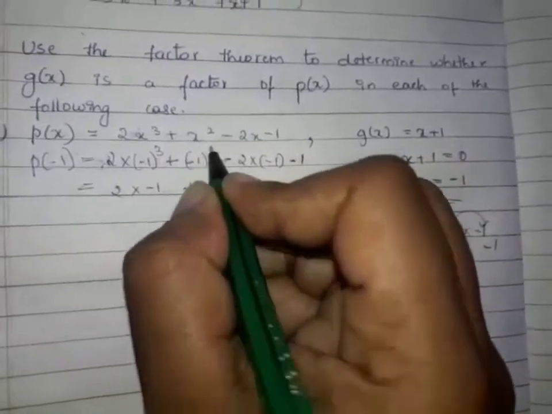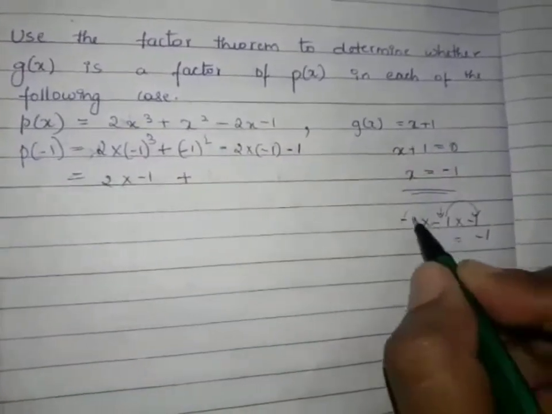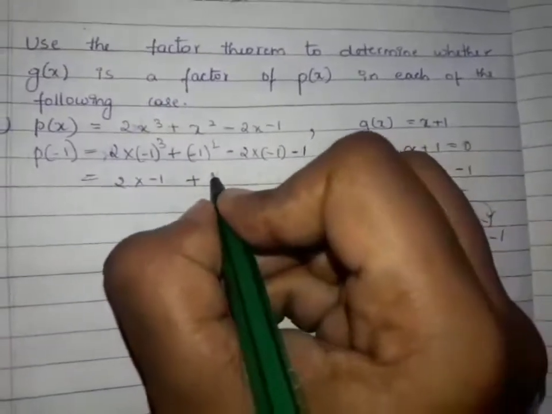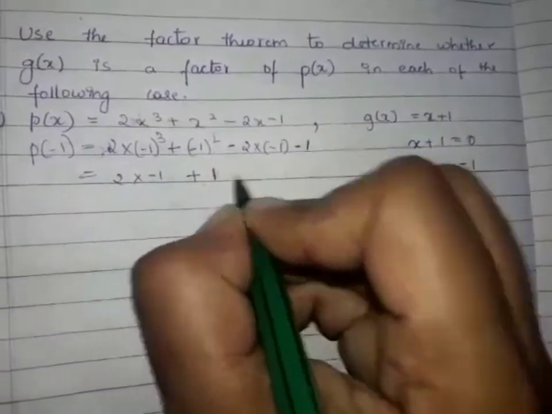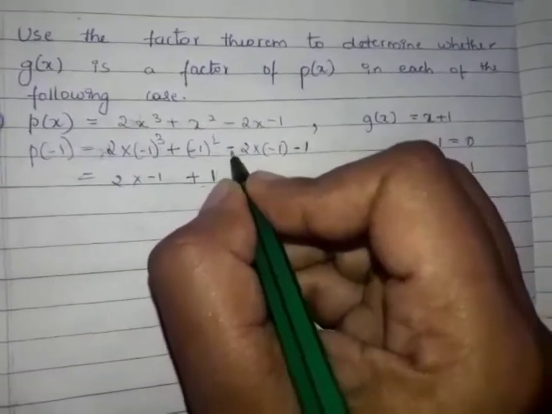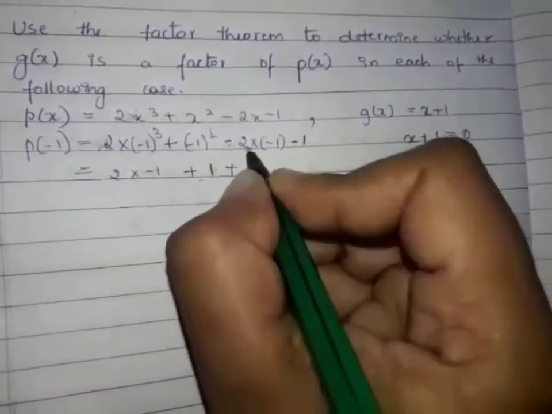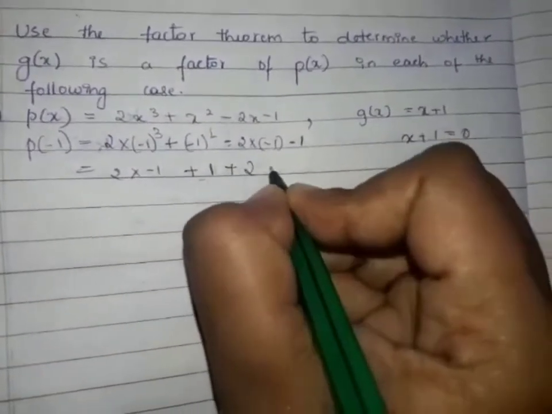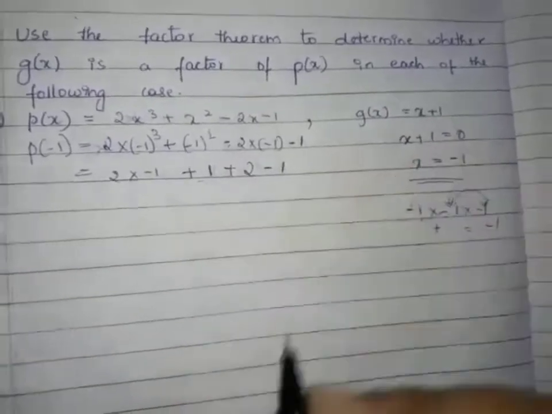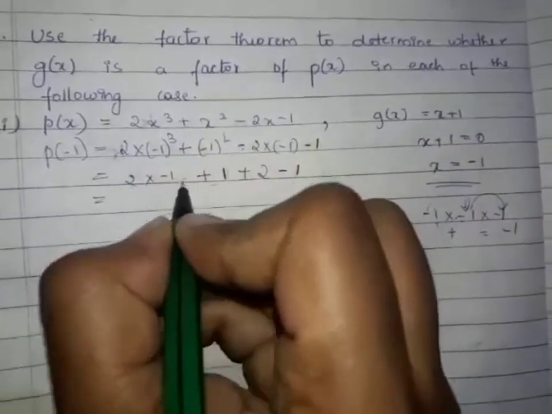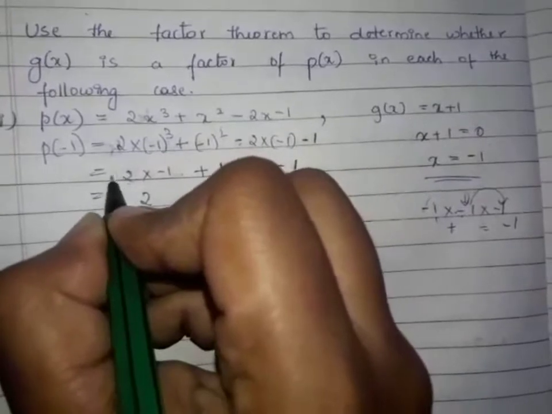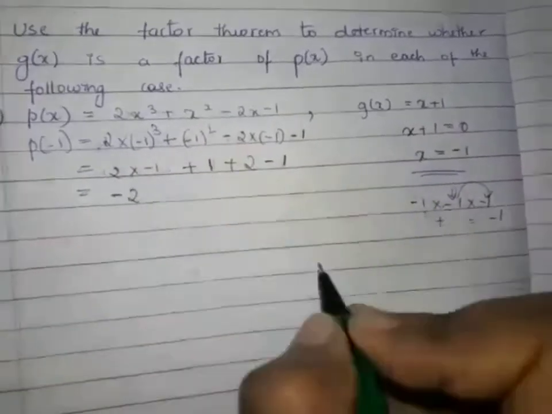Plus, here minus 1 square, minus into minus is plus, 1 into 1 is 1. So it will be plus 1. Plus 1 into plus will be plus, so it is plus itself. Minus into minus is plus, 2 into 1 is 2, and here we have minus 1. Okay, so 2 into 1 is 2. Here you don't have any sign, so plus into minus is minus.